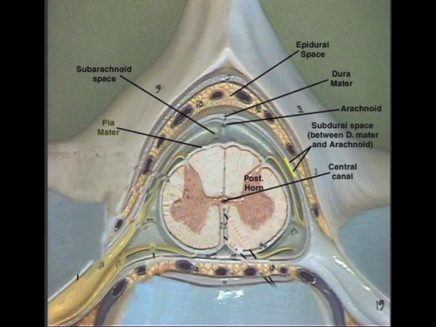The spinal cord passes through the vertebral bones and is protected by a series of connective tissues and fluid-filled spaces. The epidural space is a fat-filled area that provides cushioning. This is the site of anesthesia injection.